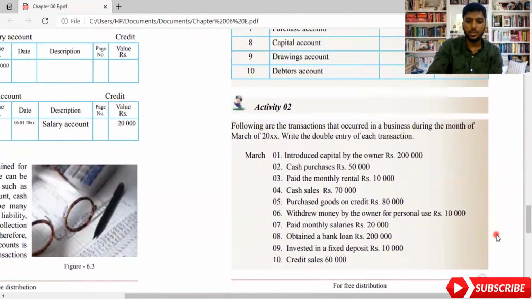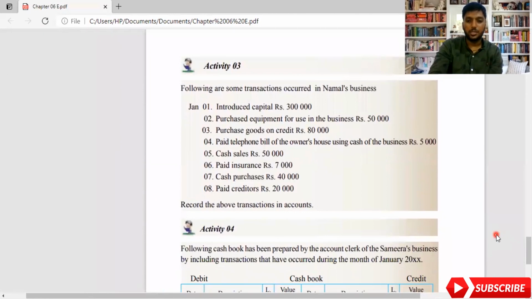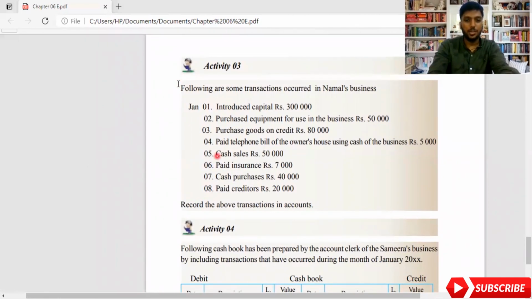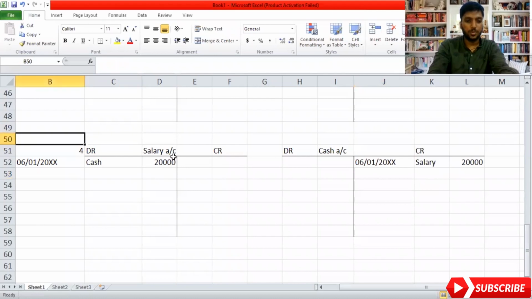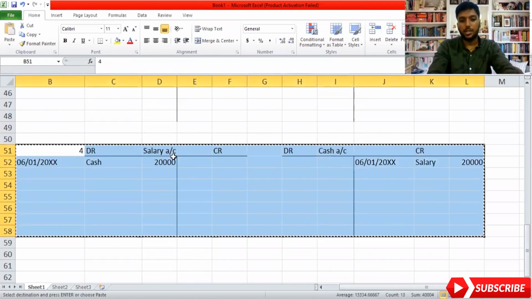So I'm not going to do the second part. Activity 2, I'm skipping. I'm going to do activity 3. Following are some transactions that occurred in Amar's business. So shall we do it together, guys? Yeah, let's start. I'm going to keep eight double entries, so I'll copy eight ledger entries to make my life and yours easy.